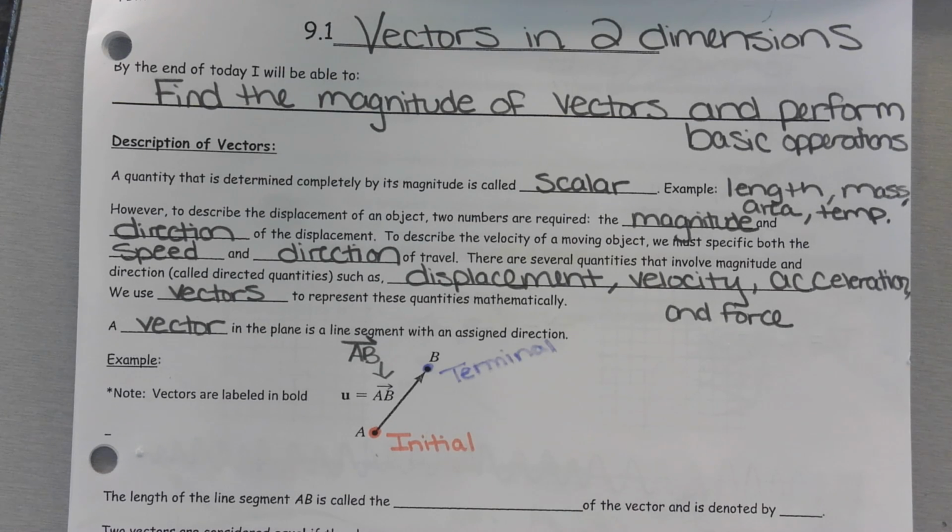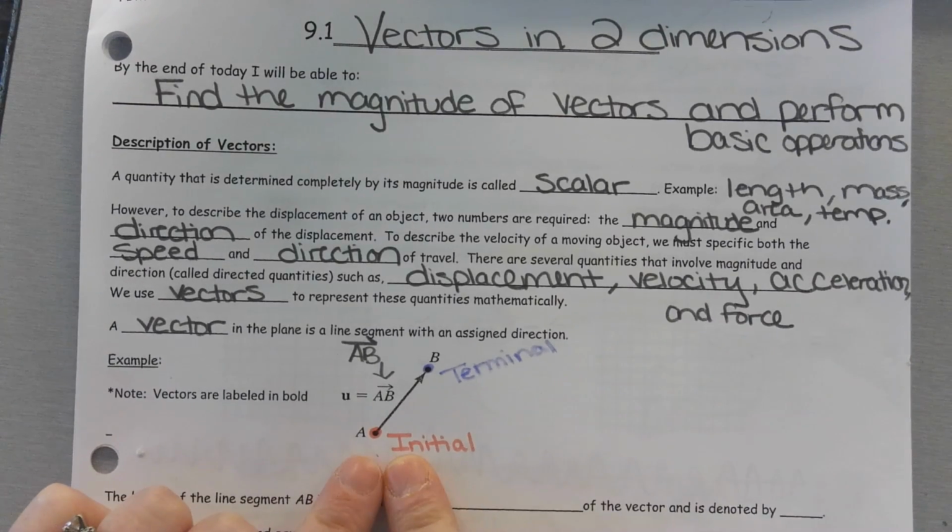To describe the displacement of an object, 2 numbers are required. So again, we need the magnitude and we need the direction, which we learned back in Minions a lot of years ago and we didn't even realize it. To describe velocity, we talk about speed, so how fast something is moving, and the direction. There are several quantities that involve magnitude and direction: displacement, velocity, acceleration, force is a type of problem that we'll learn how to do as well. So yes, some of the story problems are kind of tricky, and that might be what you heard about from this chapter.